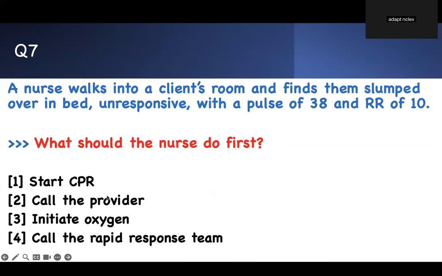This is another one. If you have a problem with this question, I want you to look at it again and again and again. What should the nurse do first? A nurse walks into the client's room and finds them slumped over in bed, unresponsive, with a pulse of 38 and a respiratory rate of 10. This is test-taking strategy, but at the same time, buzzword, using what? Common sense. Common sense, right? CPR, call the doctor, initiate oxygen, call rapid response.